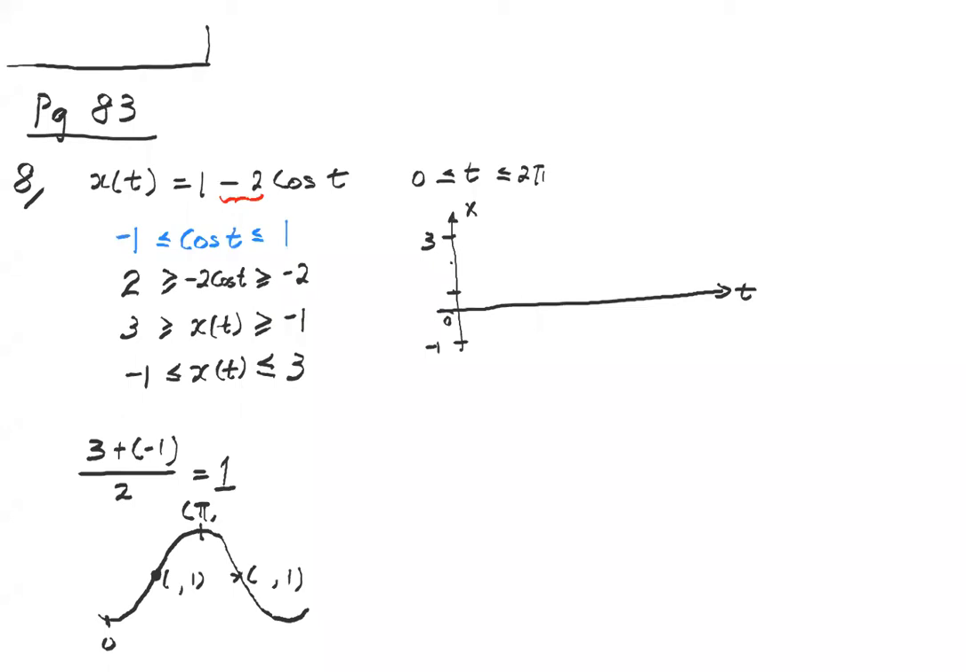So here is your pi. Here is your 2 pi. Here is your pi/2. Here in the middle of pi and 2 pi is 3 pi/2. So start with the lowest, go to equilibrium, go to the highest, come back to the equilibrium, go to the lowest.